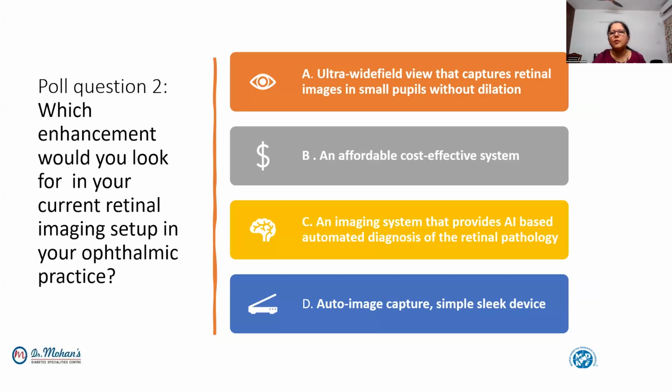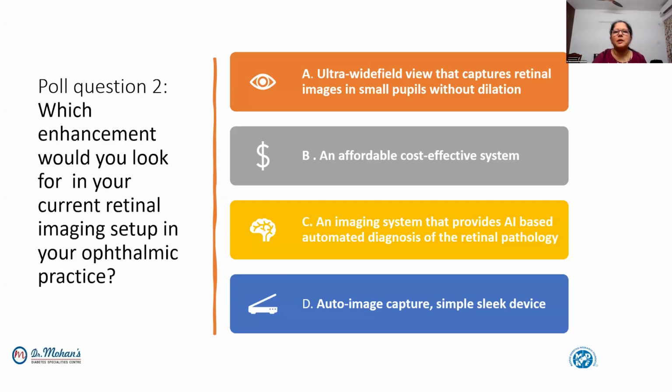So here is what I want to know from you all. What do you actually want to look for in your imaging system? What would you like to have in your imaging setup, in your ophthalmic practice? Many of you could be practicing people. Do you want an ultra wide field view which can capture retinal images through a small pupil, or just an affordable, cost effective system, or an AI-based system which will give you the diagnosis of retinopathy or other retinal pathology, or a simple, sleek handheld device which can do an auto capture, etc.?